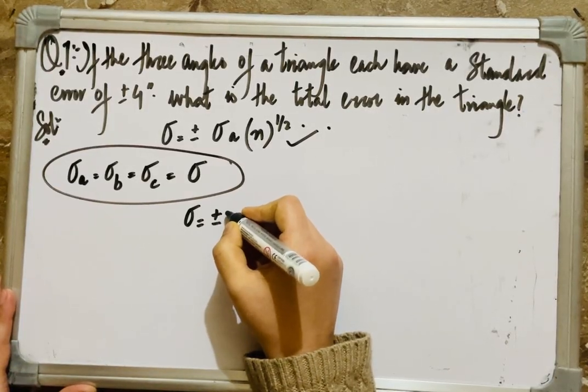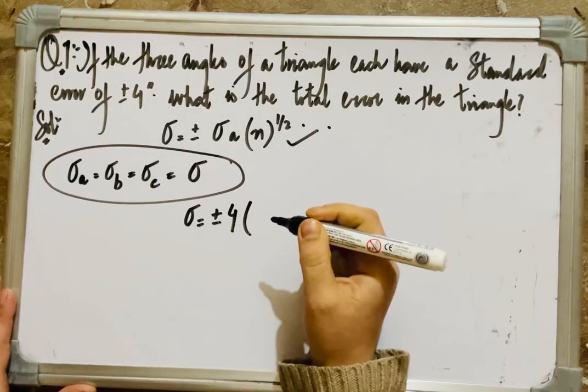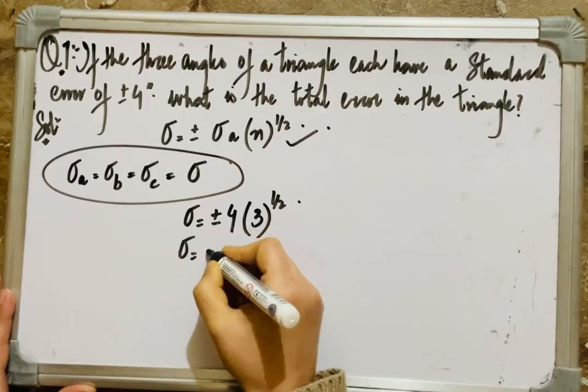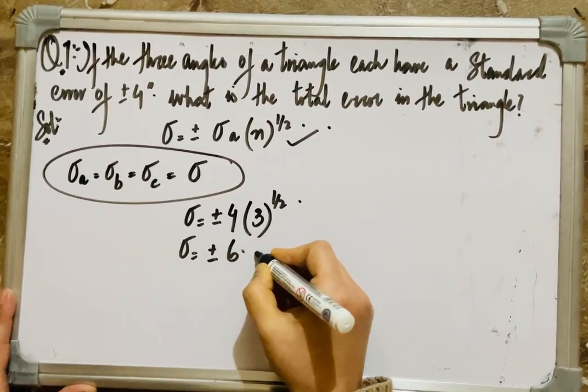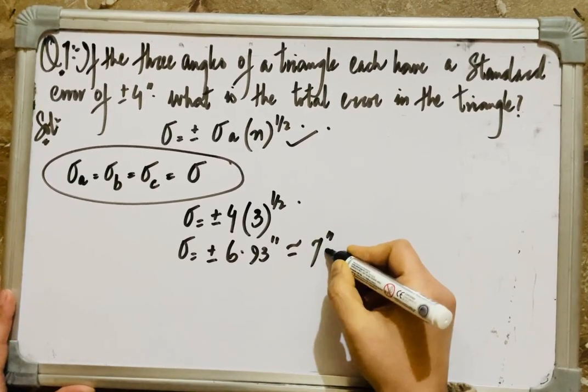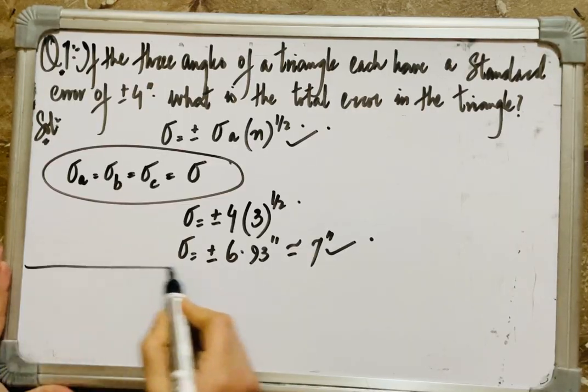4, all right. N, how many angles in a triangle? 3, square root of it. So sigma is equal to plus minus 6.93 seconds, or approximately, say, 7 seconds. All right, let's do the alternate method.